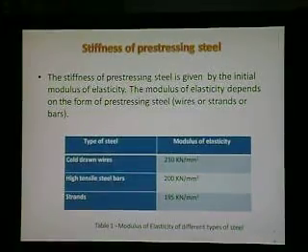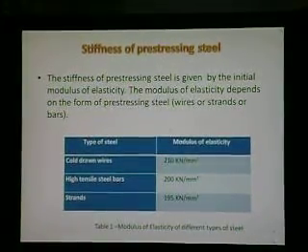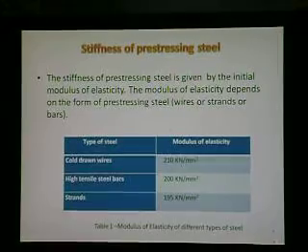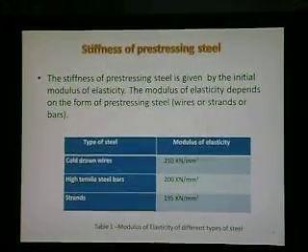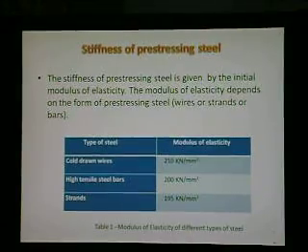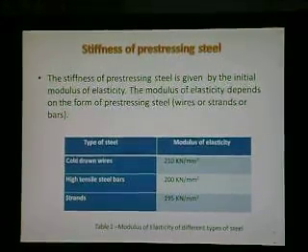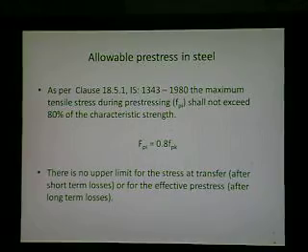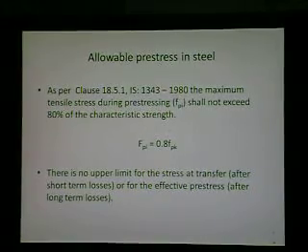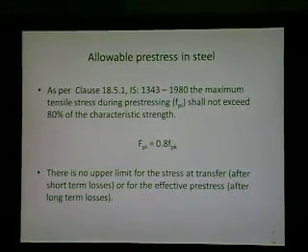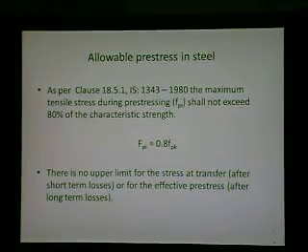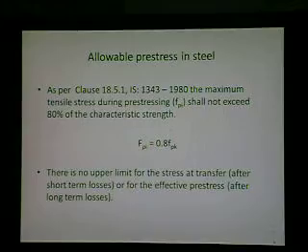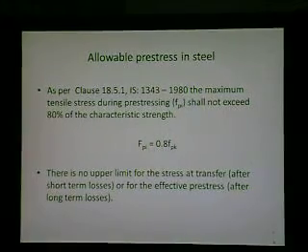Stiffness of pre-stressing steel. The stiffness of pre-stressing steel is given by initial modulus of elasticity. The modulus of elasticity depends on the form of pre-stressing steel. Allowable pre-stressing steel. The maximum tensile stress during pre-stressing shall not exceed 80% of its characteristic strength. There is no upper limit for the stress at transfer or for the effective pre-stress.